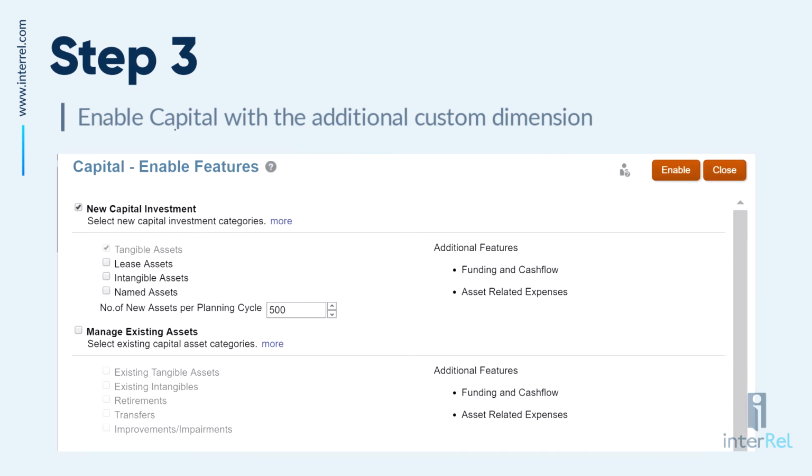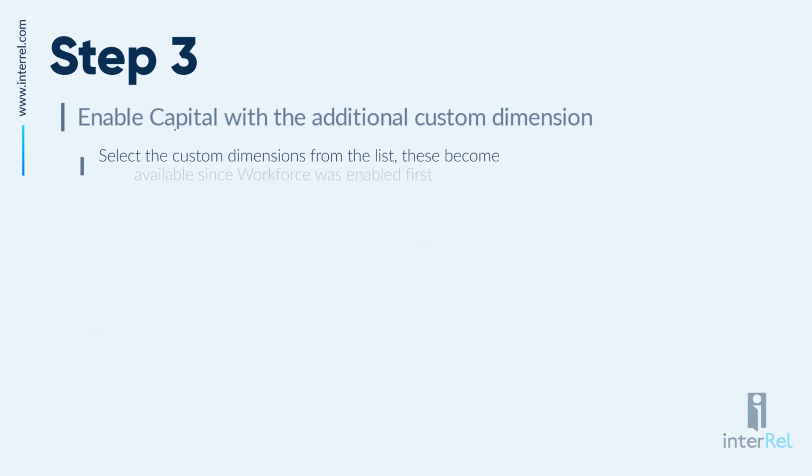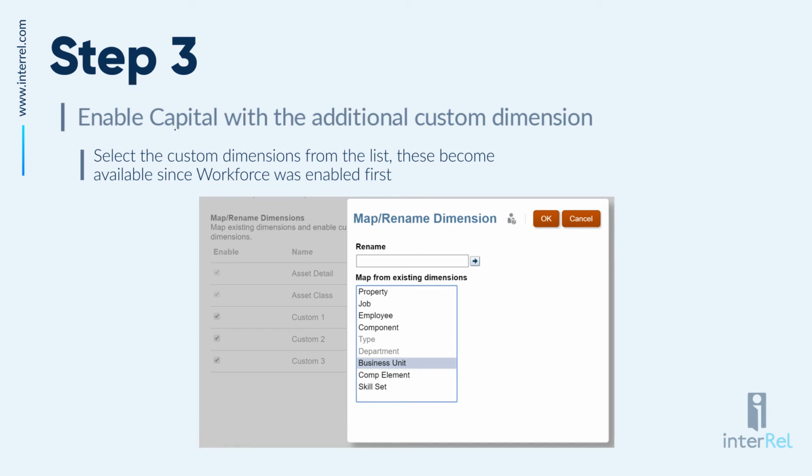Like we did with workforce, we selected the exact same features for capital that had been originally selected in test. In our example, this was only new capital investment for tangible assets, with the number of new assets set to 500. We did not select manage existing assets. In the section for map rename dimensions, we added type as custom 1 and department as custom 2, just like it was done in test. Then we added business unit as custom 3.